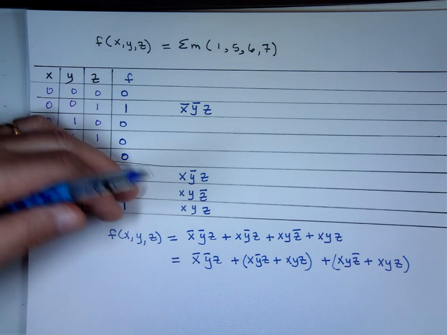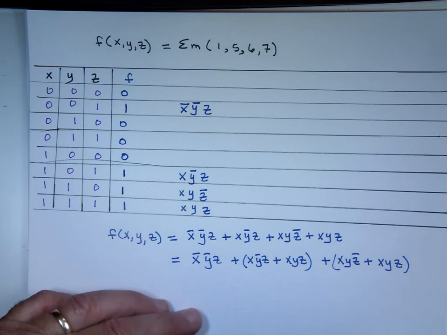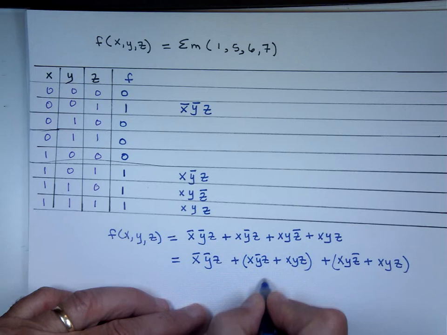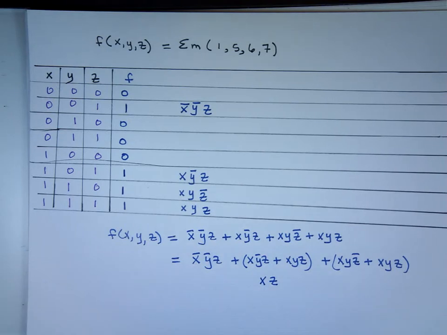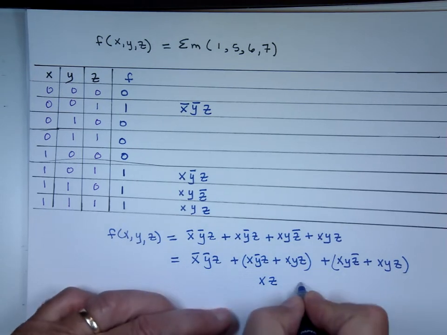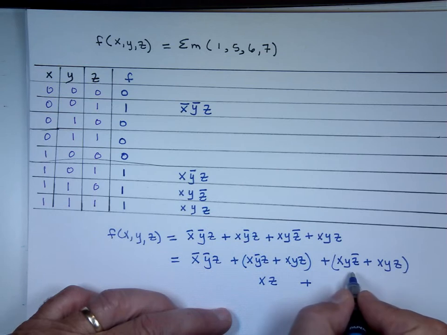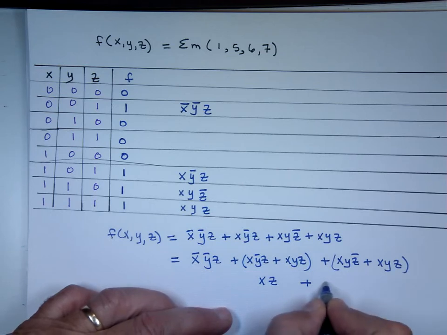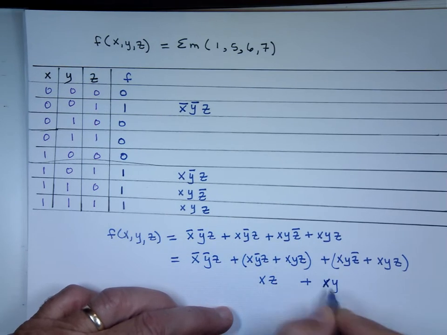I did not see it. So if I do these two, I'll get the same answer at the end. If I do these two, what will happen? xz, right? Because you factor xz, what's left? Y bar plus y. And this one, you factor what? xy. And you have z plus z bar.